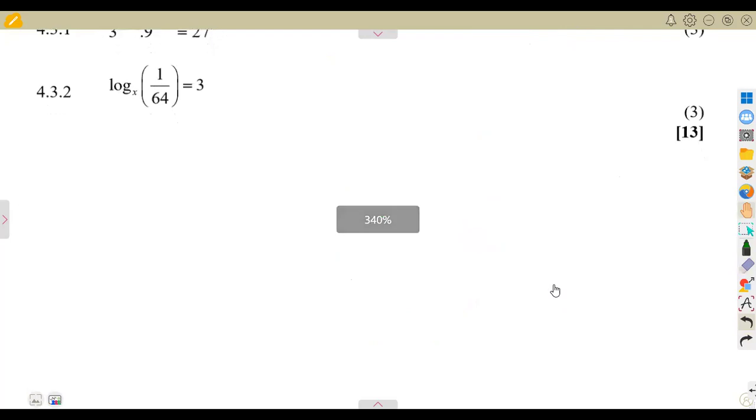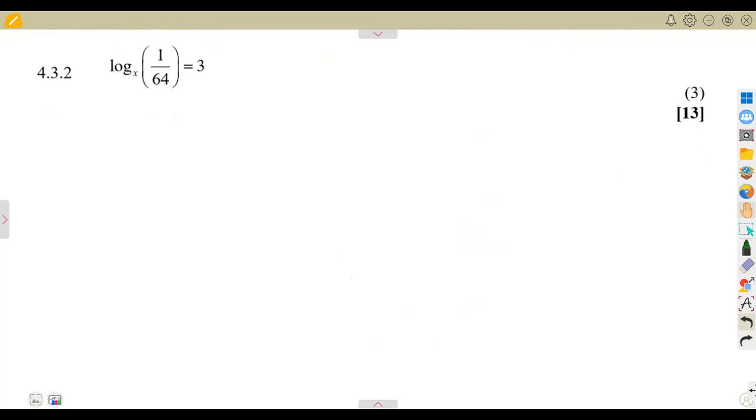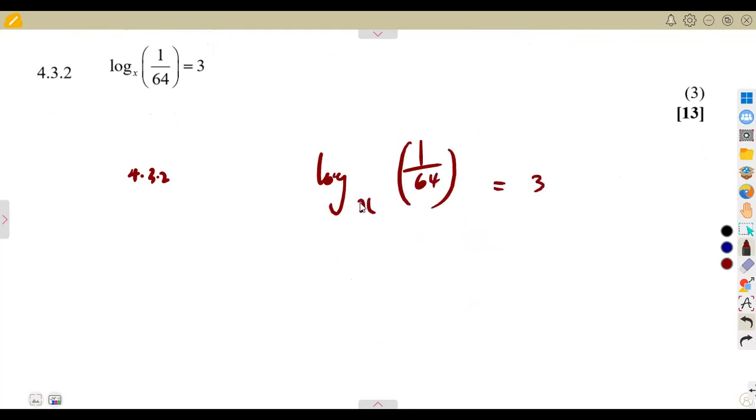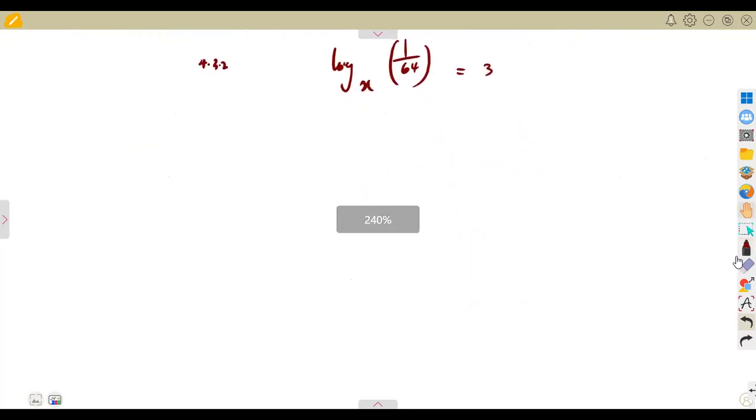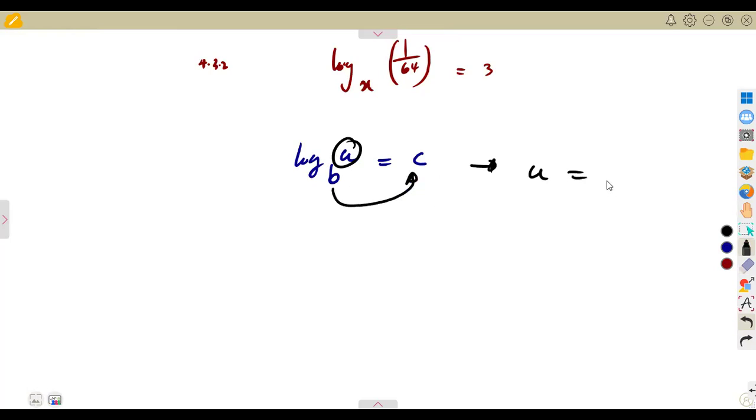Number 4.32, again, it was to solve for x. There are 3 marks, and this time it's a logarithmic equation. 4.32: the logarithm of 1 over 64 in the base of x is equal to 3. Remember that this part can be taken from the introduction that we talked about, from a log form to an index form. The logarithm of a in the base of b, if it is equal to c, it follows that a is equal to b to the exponent of c.